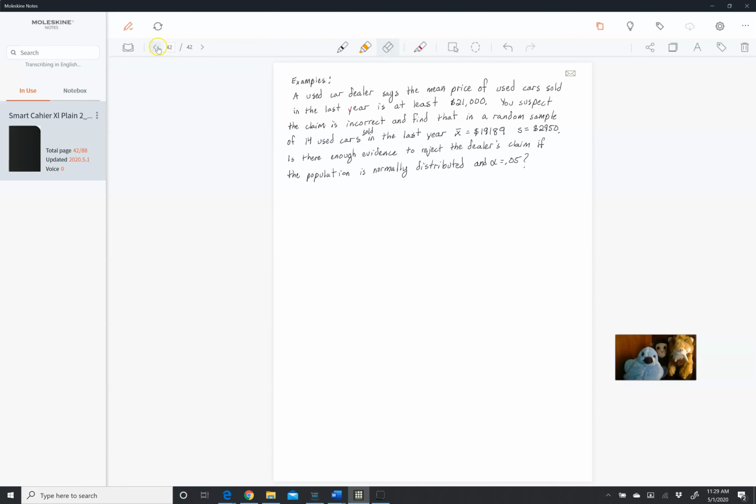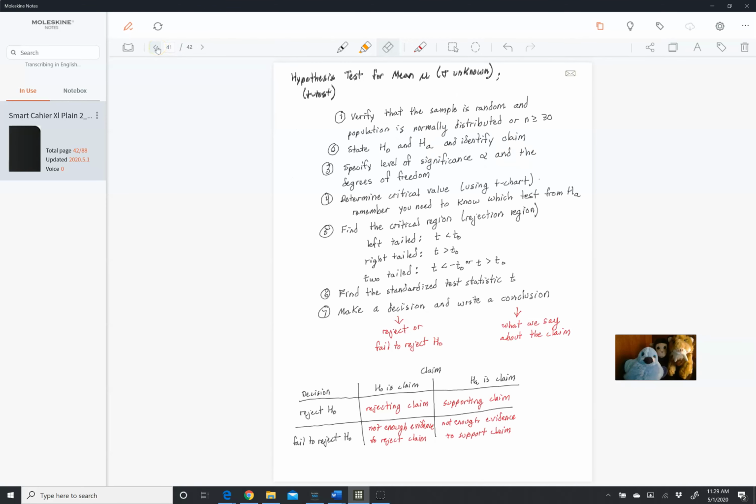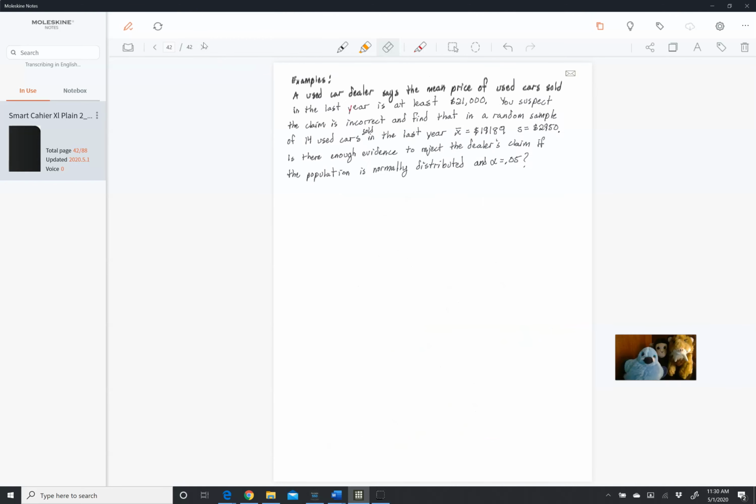I'm going to go back for a second. And the reason I'm going back is I say verify that the sample is random and the population is normally distributed, or n is greater than or equal to 30. I just want to point out that you also want to verify that the sigma is unknown, because if it's known, you're going to use z-scores, right? We would refer to it as a z-test. Here you're using a t-test. So I would just keep that in mind as you go through these, okay?